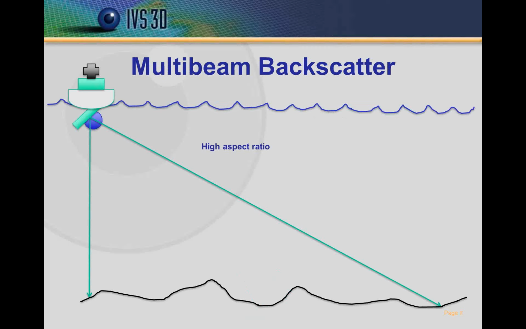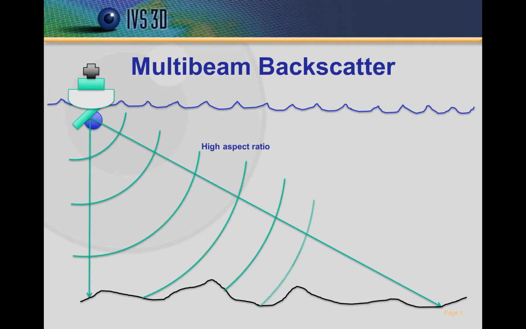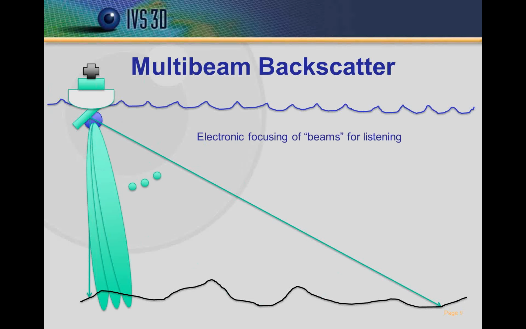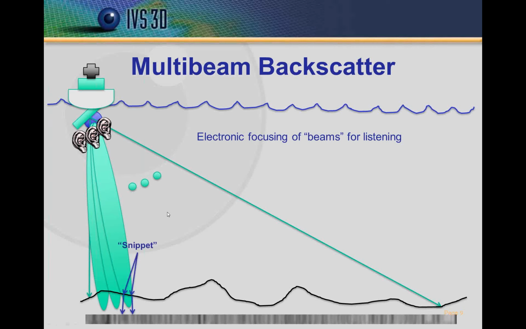Now with backscatter, multibeam backscatter, you have a much higher aspect ratio. Typically the multibeams are mounted to the vessel. So when you insonify the seabed, you get a lot better coverage of the actual topology. Now, the difference with multibeam is you have electronic focusing of beams for listening. So you have several listeners, all the way out, depending upon the width of your swath, and within each one of those beams you get what we call a snippet. So you get an individual time series per beam.